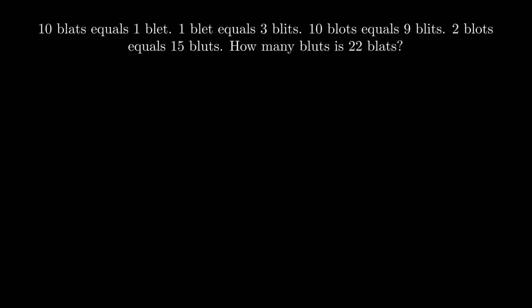Alright, we have spent this entire time laying out some basic terminology and the arithmetic properties. Let's now look at some example problems. 10 blats equals 1 blet. 1 blet equals 3 blits. 10 blots equals 9 blits. 2 blots equals 15 bluts. How many bluts is 22 blats?